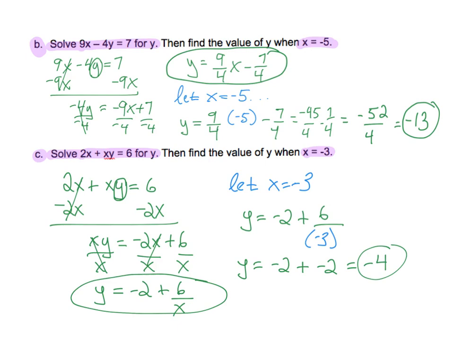So what you're going to see is that I took 9/4 times negative 5, and essentially, I treated this -5 like it was over a 1. So 9 times -5 gave me the -45, and then the 4 times this 1 on the bottom. 4 times 1 was 4. So I got -45 over 4 minus 7 over 4.